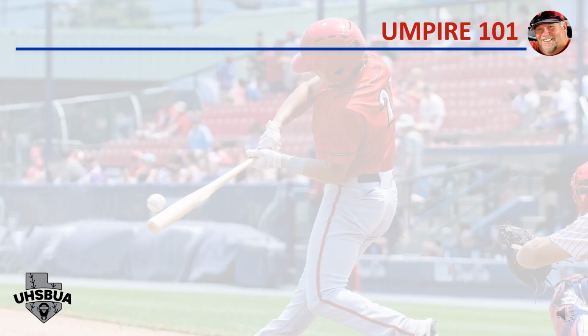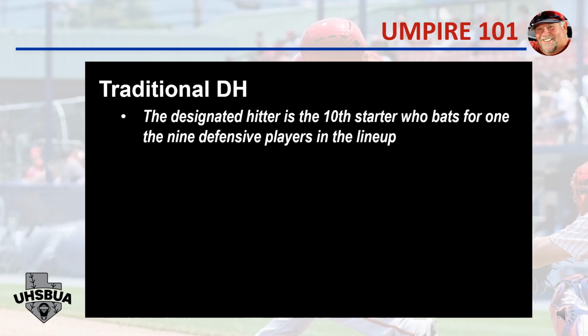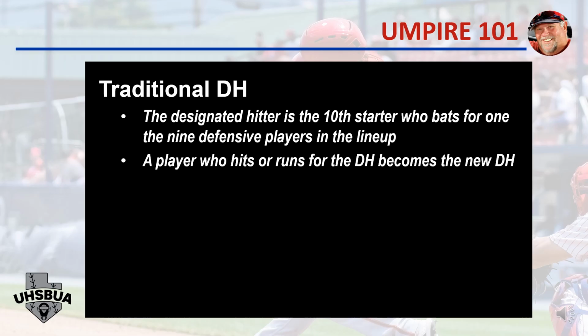Let's cover the traditional designated hitter option. In this lineup, the DH is a 10th starter who hits for any of the 9 starting defensive players. If a pinch hitter or pinch runner is used for the designated hitter, that player then becomes the new DH.